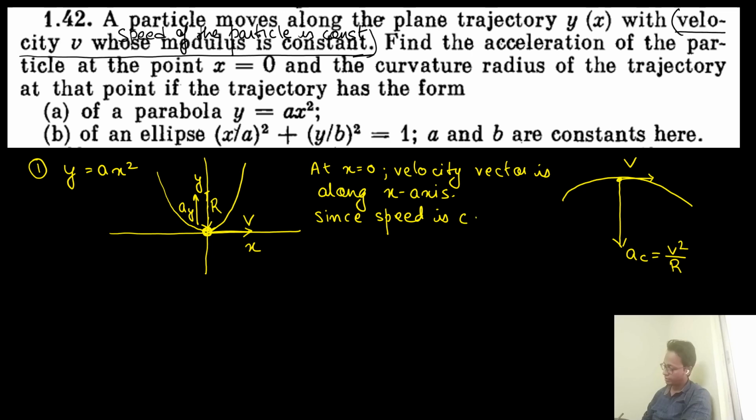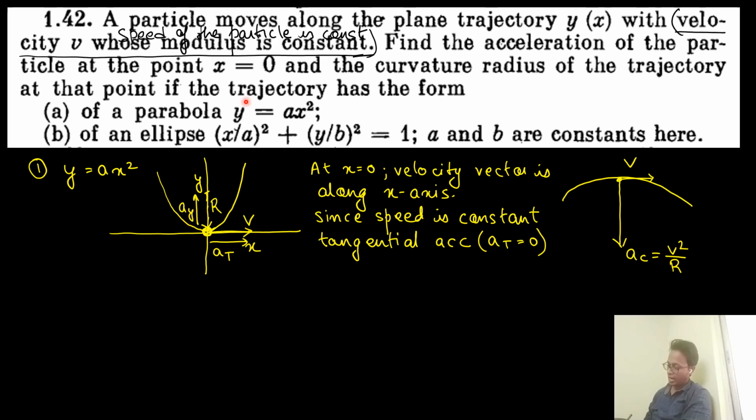Since speed is constant, tangential acceleration, which means acceleration in this direction, is equal to 0. Since this particle would move along this line, there is some acceleration in the y component that is changing the direction of this particle along this curve. We need to find out this value of acceleration.